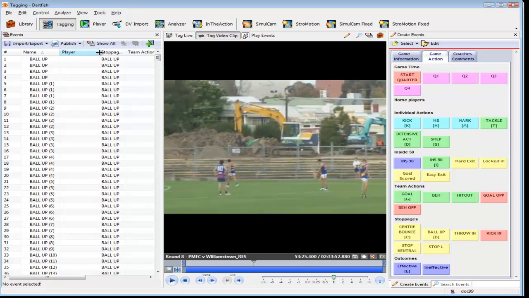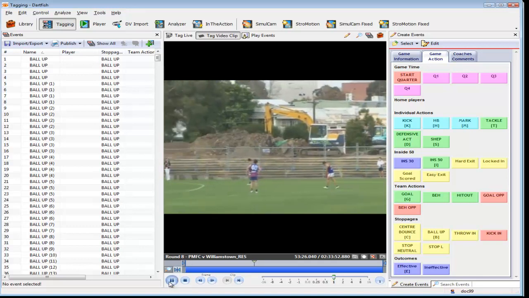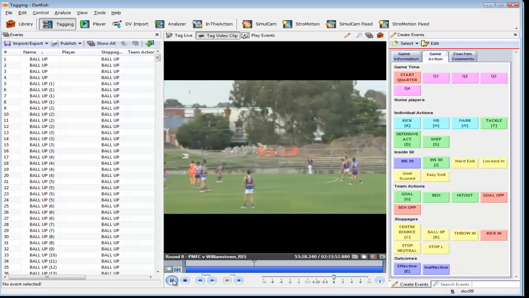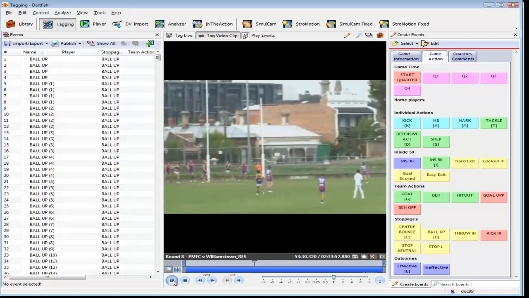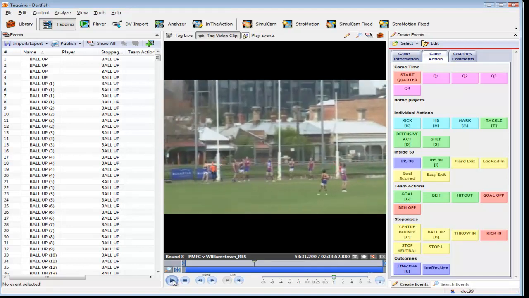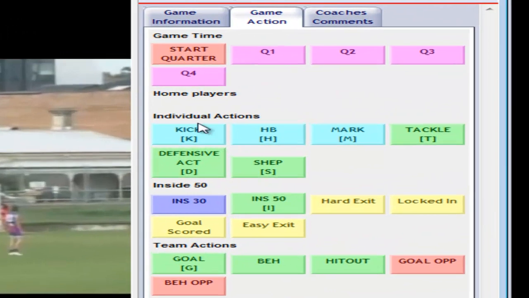Cool. I want to give you a quick look at what happens with regard to the tagging. So this is our tagging screen. You can see here that we've got a video that's playing. That video could be playing live, or it could be a replay or a video file that's been captured a day before, a week before, or a combination of both. As you watch the game, you edit the things that are important to you.